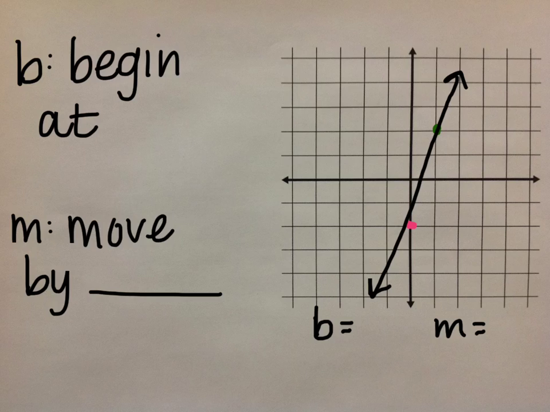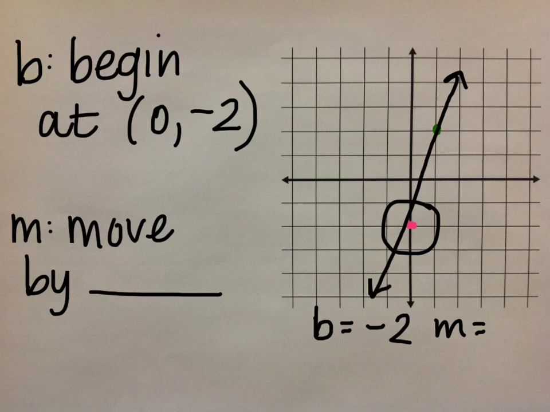All right, here's my graph. I've still color-coded the y-intercept to be pink and the second point to be green. Notice that we begin at this point right here. That's where our line crosses the y-axis. So the coordinate pair is (0, negative 2). So our b is negative 2. Moving from our first point to our second point, I'm going to go up 1, 2, 3, 4. And from here, I'm going to go over 1.